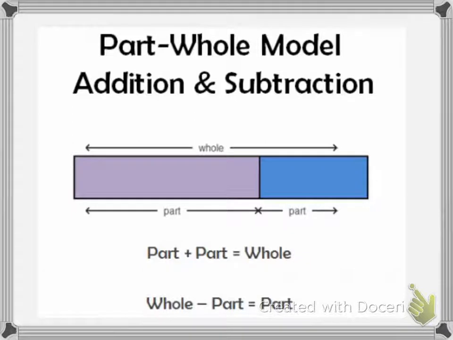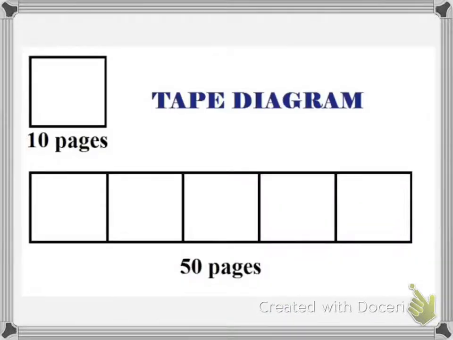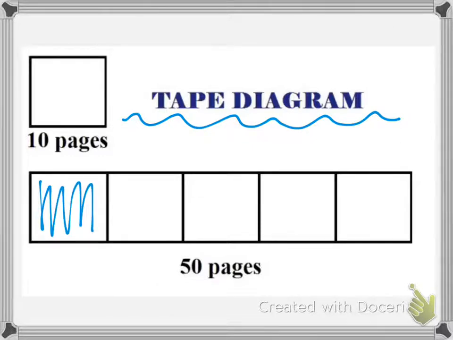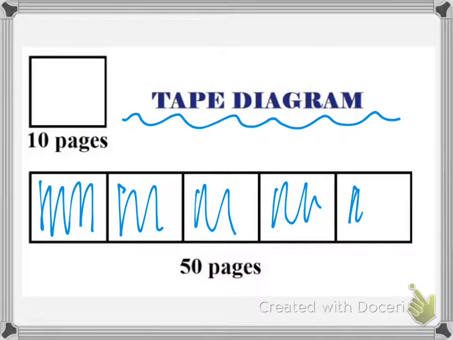There's another way of showing addition and subtraction using a tape diagram. Here's another tape diagram, 50 pages. How many more pages do we need in order to equal 50 pages? Each one of these pieces of the tape diagram is 10. 10, 20, 30, 40. So we need 40 more pages.